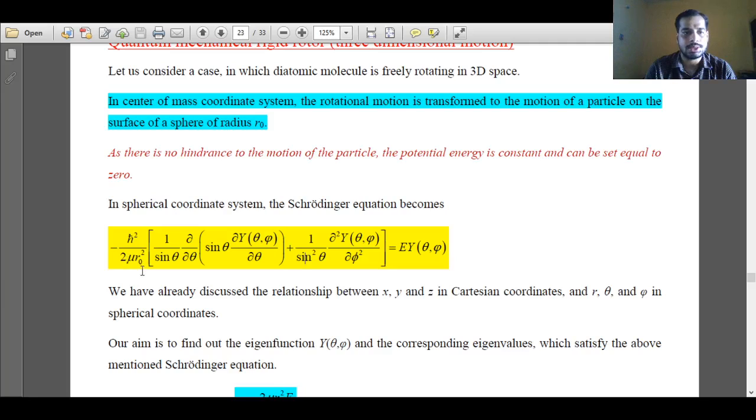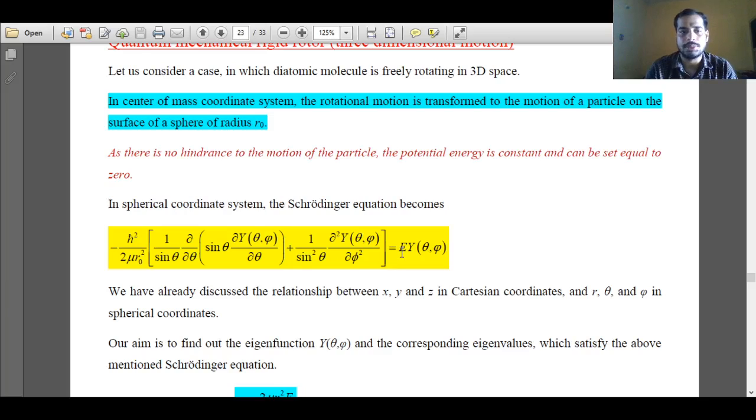So when I set up the Schrodinger wave equation, it goes like this: minus h bar square over 2 mu r0 square. The radius is another variable in polar coordinate system, but here the radius is taken to be constant, that is r0. Then 1 over sine theta dou over dou theta of sine theta dou over dou theta, acting on Y of theta and phi. The eigen function we have defined is Y, and it depends upon two angle variables, theta and phi. Theta varies from 0 to pi, and phi varies from 0 to 2 pi, plus 1 over sine square theta dou square Y over dou phi square, equal to E Y of theta and phi.